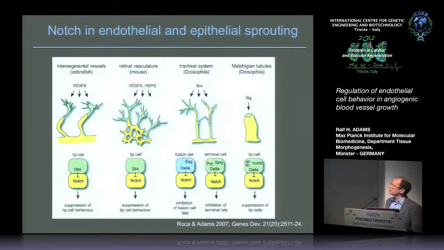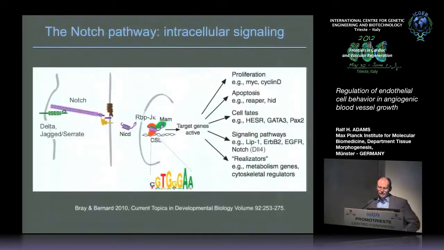Here's a picture from a review that I wrote a couple of years ago. Also in the Drosophila system, for instance, in the developing tracheal system, it's thought that there's a similar principle of Notch ligand-expressing tip cells that signal to adjacent cells and suppress certain behaviors. So that seems to be a general concept that applies to network formation processes in different species and tissues.